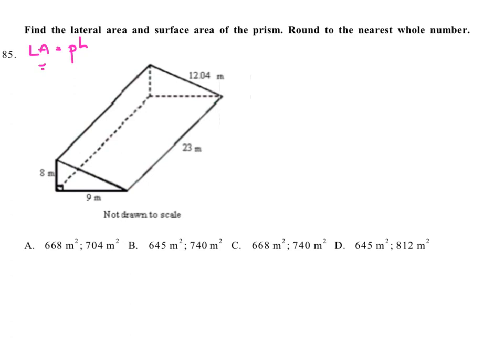Let's watch me here. We've got 9 plus 8 plus, what is this length? We'll look to the other side. The bases are exactly the same. That side is 12.04. So if we take all of those numbers, 9 plus 8 plus 12.04, we get 29.04.